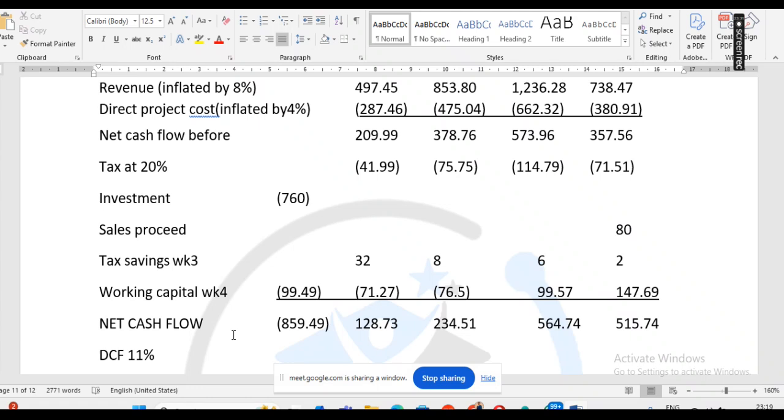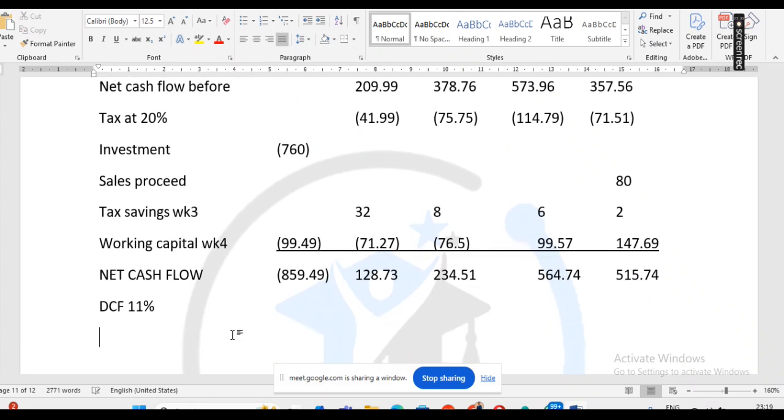The DCF is 11%, so we can have the PV, which is the present value. So give me the figure. This will be 1. We still don't know how to calculate the discount factor. Let me know, please. 0.90. Next, 1.71. Next, 2.44.